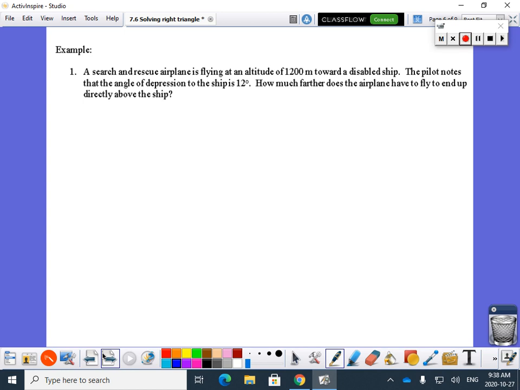So you have to start somewhere. Let's just put P as a point of our triangle for our pilot in the helicopter. I'm just going to start by putting P right here. That's going to be the start of our triangle.